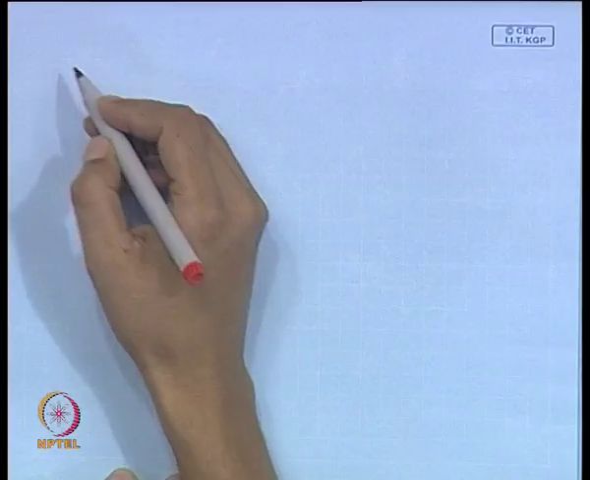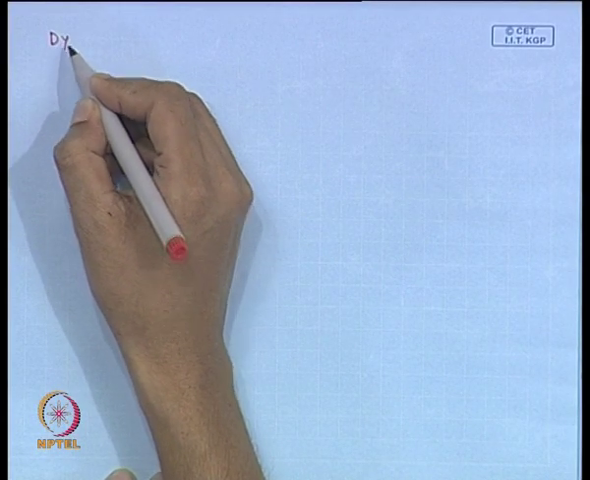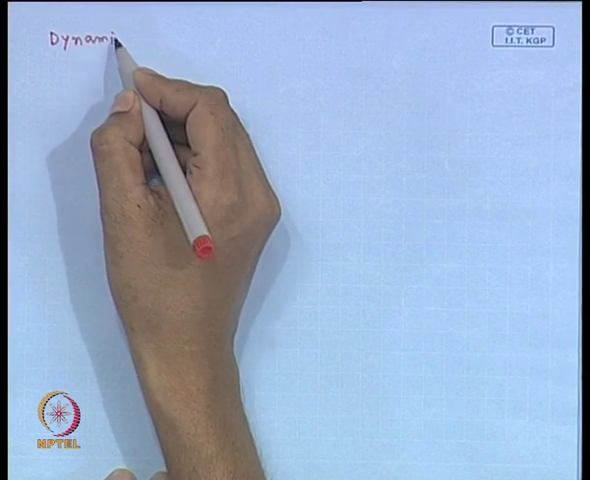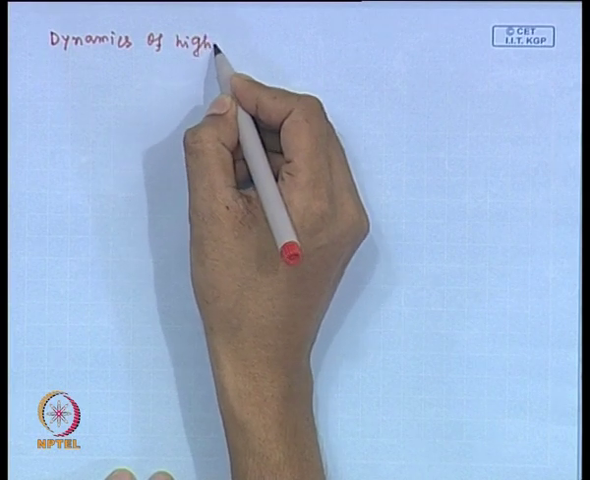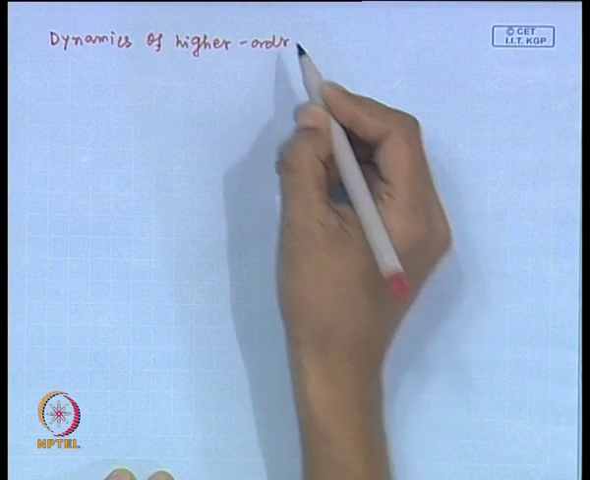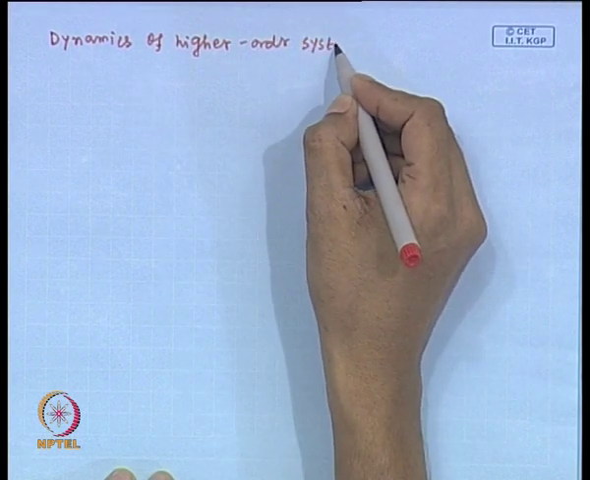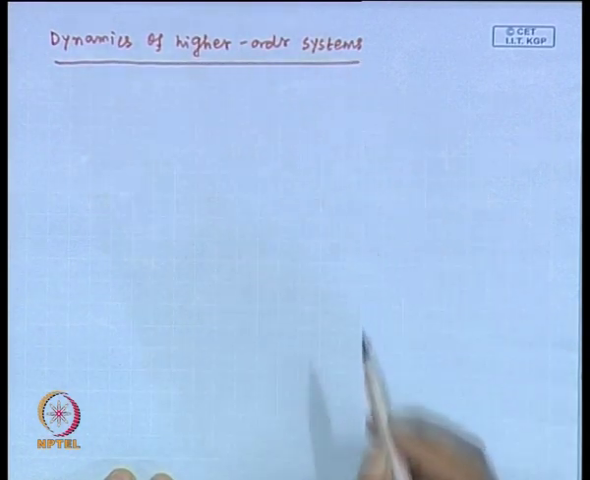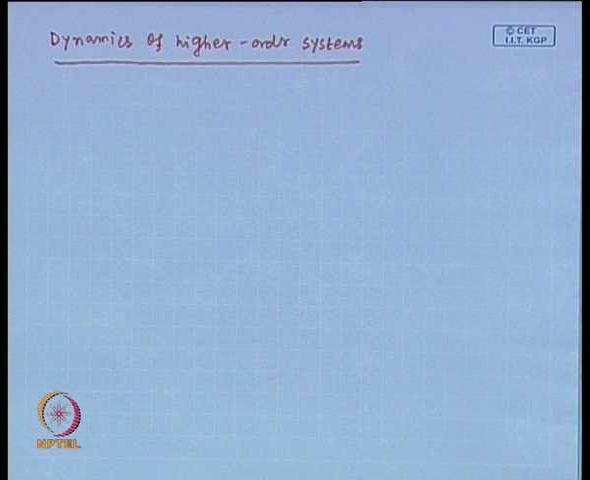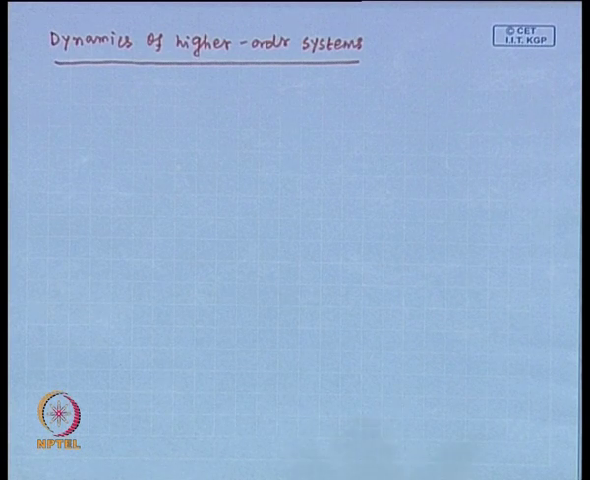Start the topic, that is dynamics of higher order systems. Previously we discussed the dynamics of first order system and then the dynamics of second order system. So today we will discuss the dynamics of higher than second order systems.